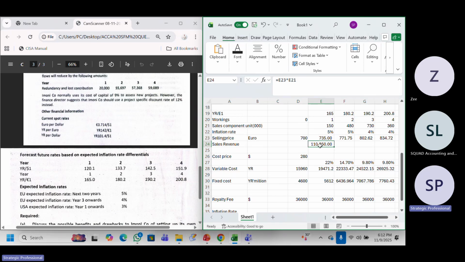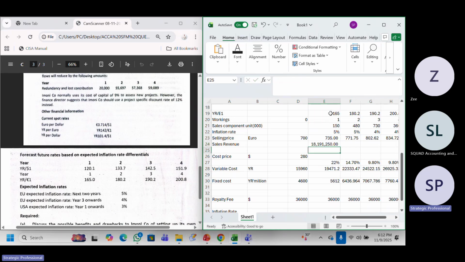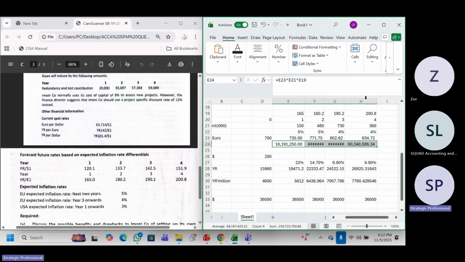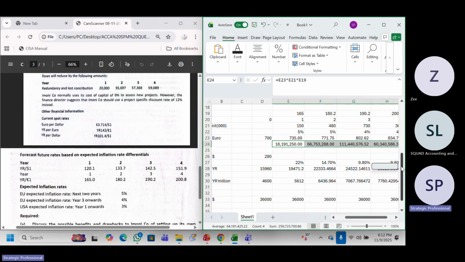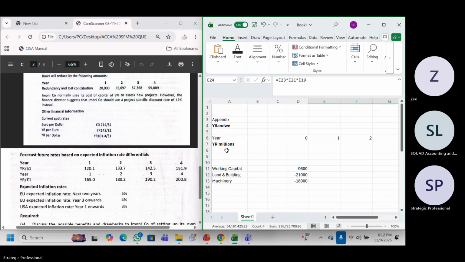So now we've calculated that the sales component is 150, the sales price is 735. If I'm converting it to Ilandwe, I'll now multiply it by Ilandwe's rate, right? I will get this. Are we fine? So it means that this is sales revenue. I can come straight to my question and say sales revenue, so that I can be getting my points. Sales revenue. Pick this guy.